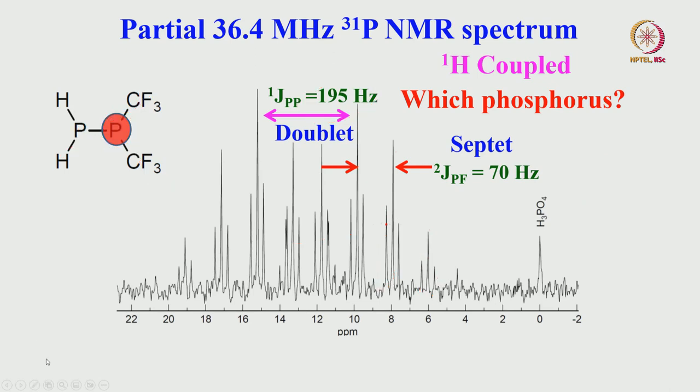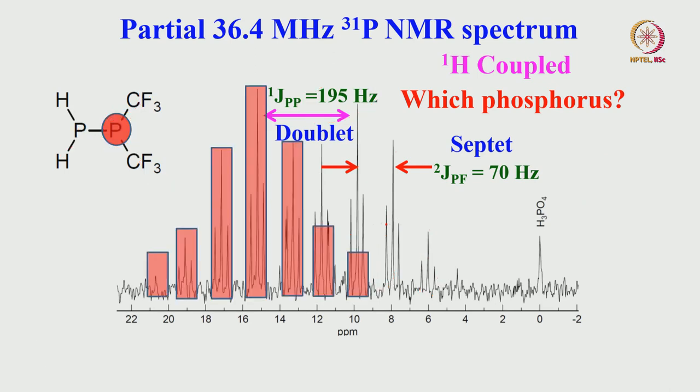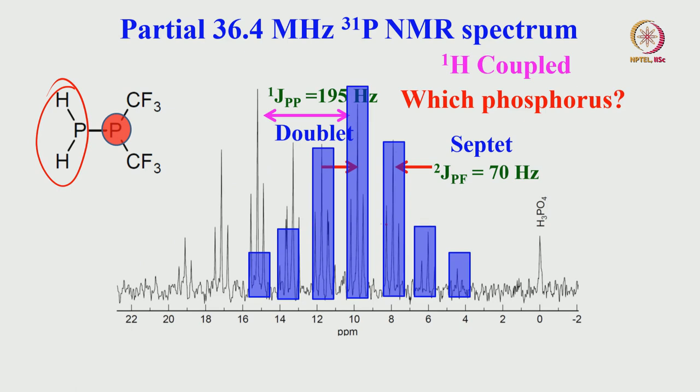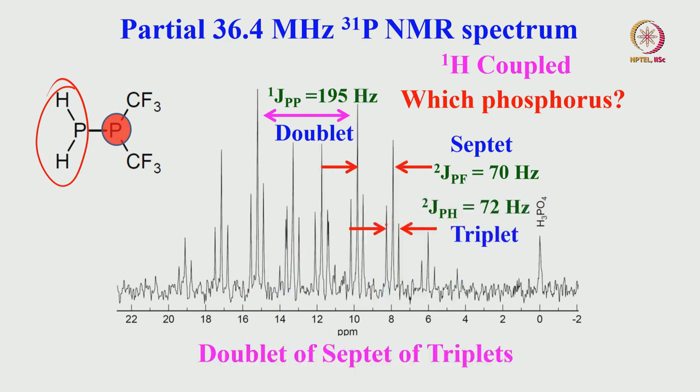And interestingly, each of these septet lines is split into a triplet because of this CH2 proton. So, this phosphorus experiences 3 couplings: PP coupling is a doublet, then it is a septet because of 2 CF3 groups, and each line of the septet is a doublet, I am sorry, triplet because of the PH2 group. So, this is one septet of triplet for one of the doublet, this is another septet of triplet for another doublet. So, the total pattern is doublet of septet of triplets. So, this can happen only for this phosphorus. I hope it is clear for you.